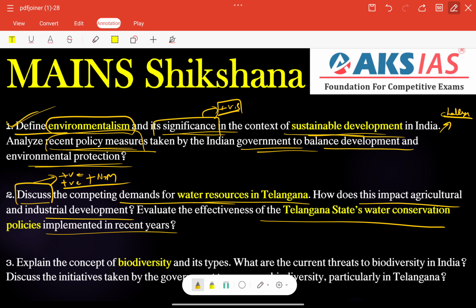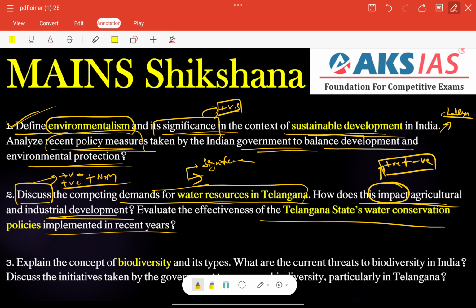So competing demands for water resources in India is the first important thing. We need to provide some significance part here as a positive effect, right? Next, how does this impact agricultural and industrial development? Here impact means positive and negative impacts, not only positive or negative, right? Next, evaluate the effectiveness of the Telangana state's water conservation policies implemented in recent years. Here we need to write the effectiveness, and we need to focus on providing positives.